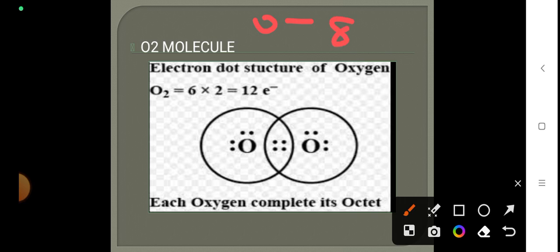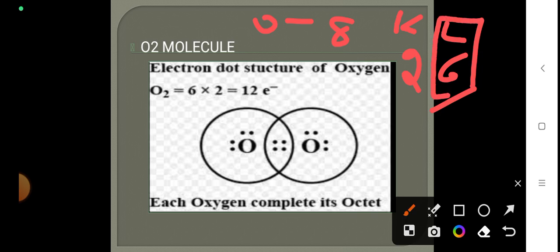Oxygen is having an atomic number 8, and if we distribute the electrons in K, L and M shell, according to the 2n square rule, the maximum number of electrons in K shell is 2 and the remaining 8 minus 2 is 6. So when we look at the outermost orbit, it is the L shell, having 6 electrons.